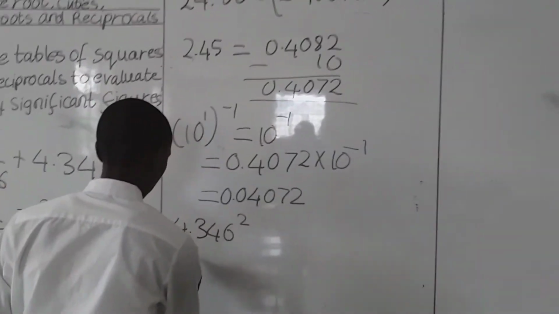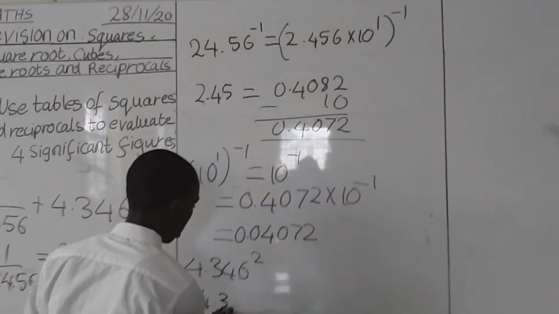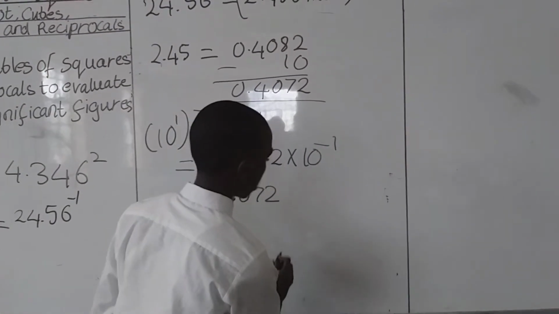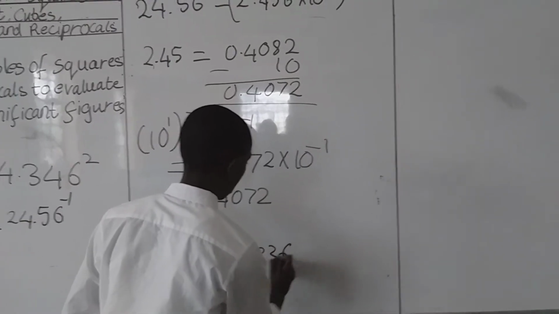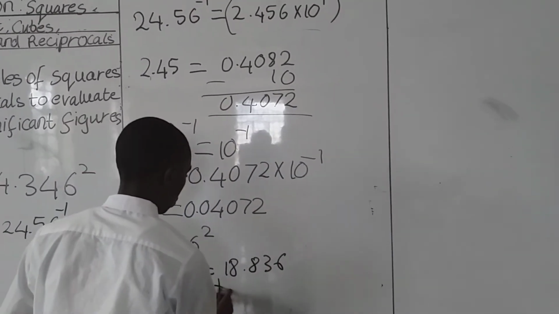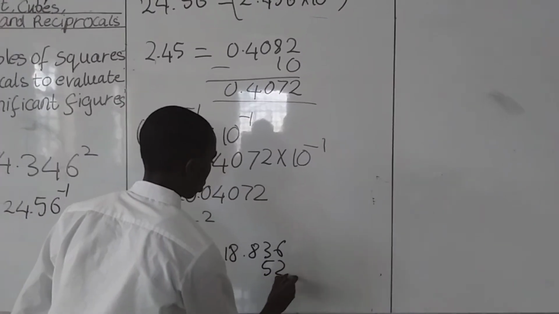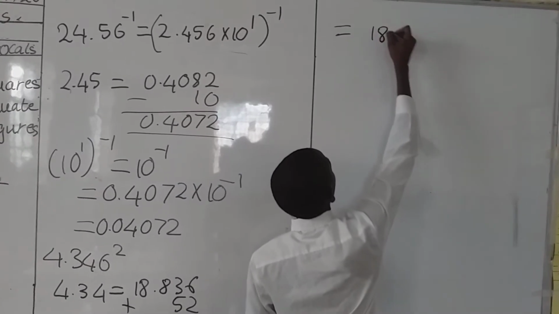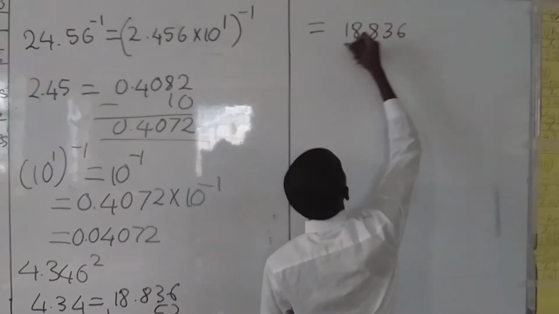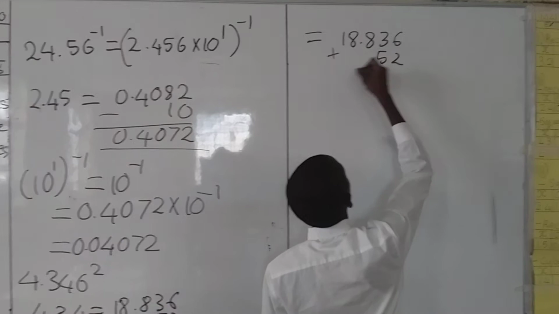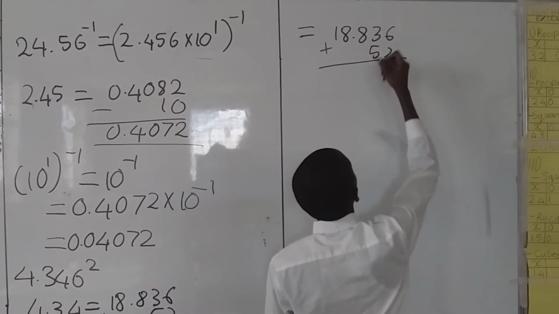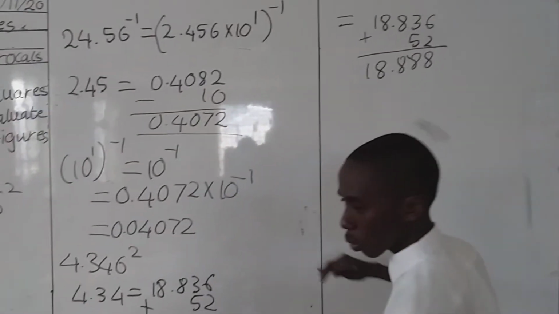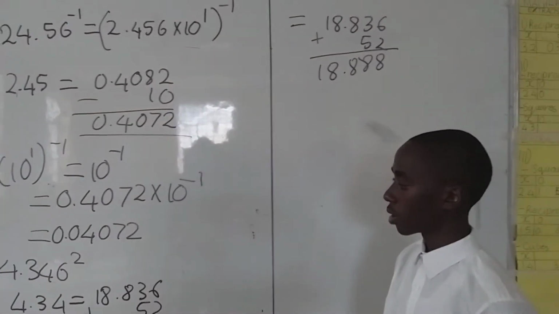So far, 4.34 gives us 18.836. 6 from the differences column. So we are supposed to add 52. Allow me to continue over here. 18.836, we add 52 directly. We get 18.888. So we found the square of 4.346.